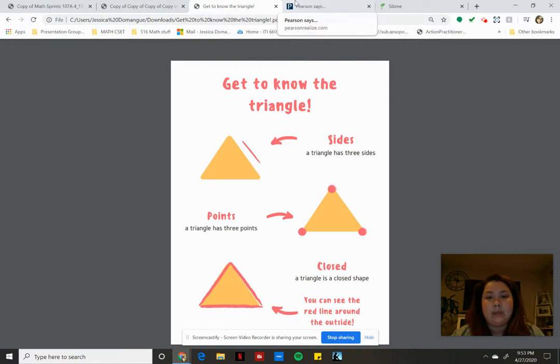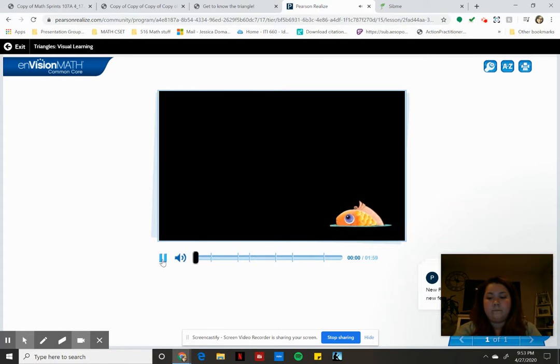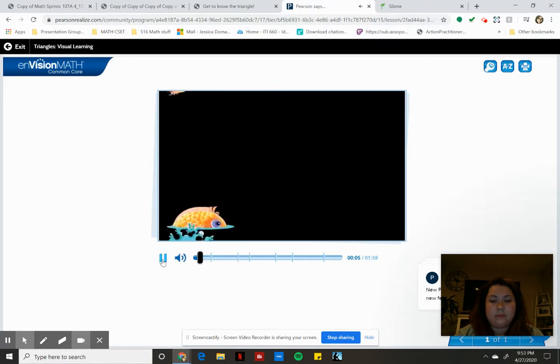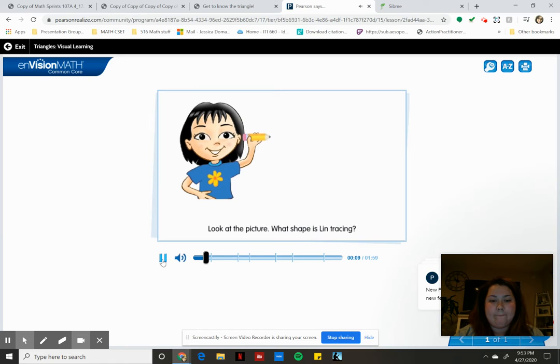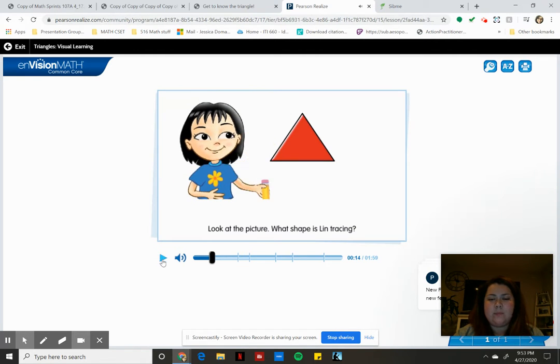Okay, so let's see what Rainbow Fish has to say about triangles today. Look at the picture. What shape is Lynn tracing? What is that called again, scholars? What are we learning about? Lynn is tracing a triangle. How do you know? That's right. It has 3 sides and 3 corners.